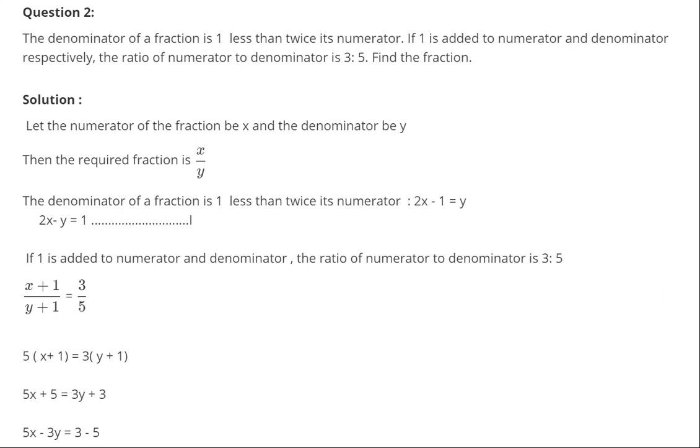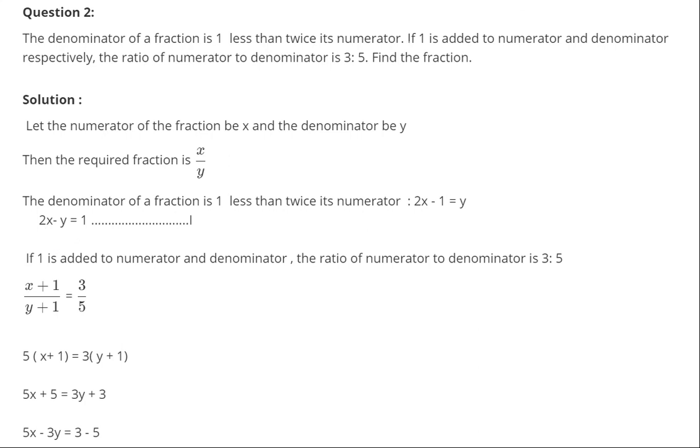If 1 is added to the denominator of a fraction, it is 1 less than twice its numerator. Twice its numerator means 2x, because the numerator is x. 1 less is minus 1. That will be equal to my denominator. Now from this I will arrive at equation 1. Plus y moves to the left-hand side and becomes minus, and minus 1 moves to the right-hand side and becomes plus. So I got my first equation as 2x minus y is equal to 1.